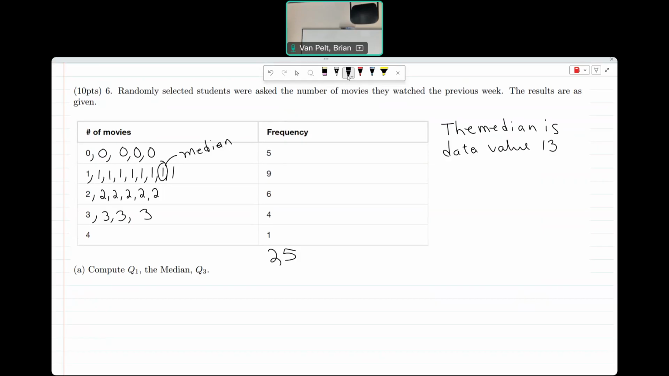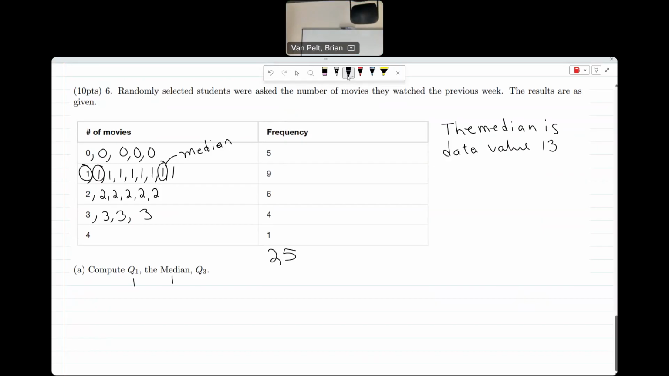On there, what data values are both 6 and 7 in this problem? Both 1. So if you look, where are data values 6 and 7? This is data value 6. This is data value 7. What is the average of 1 and 1? 1. All right, so the Q1 I got is 1. The median was also a 1.